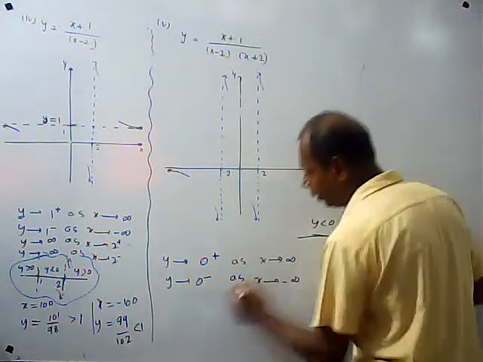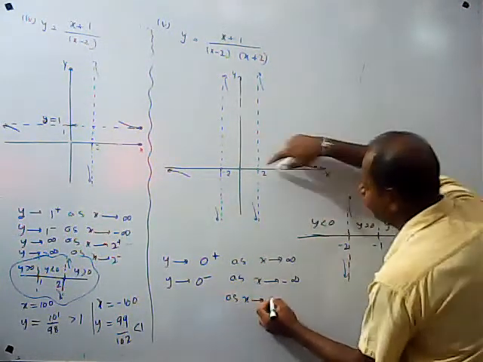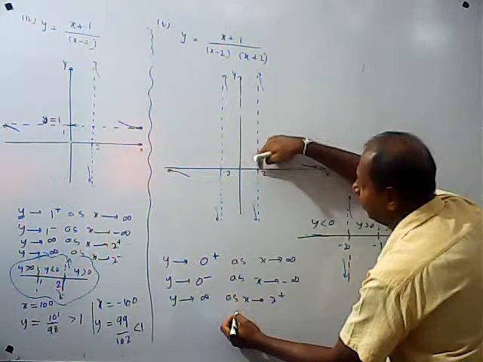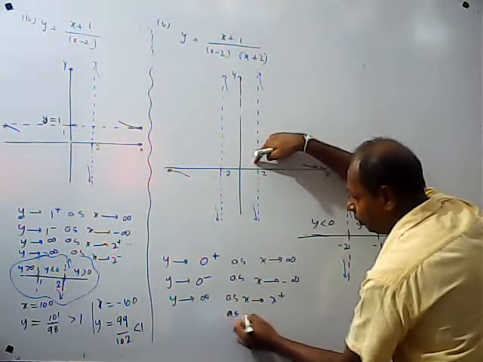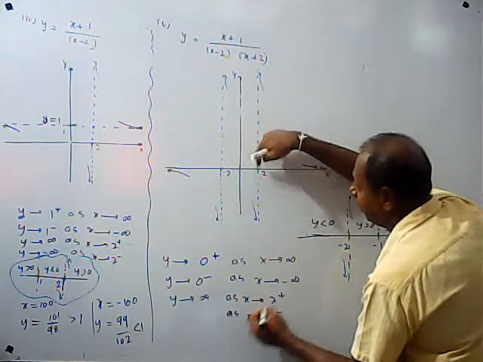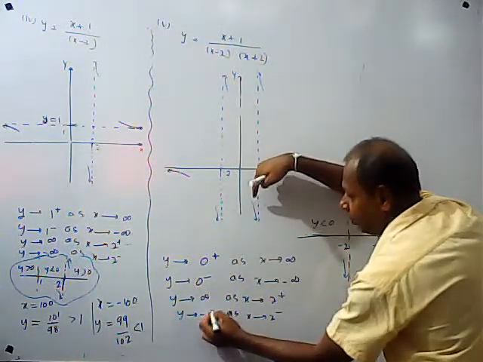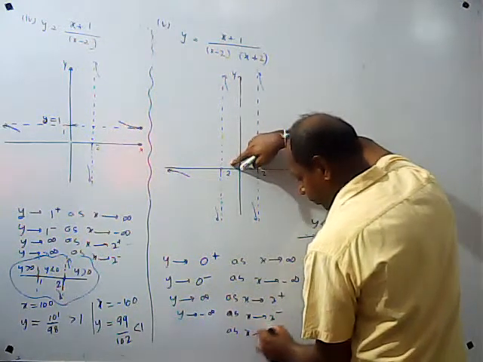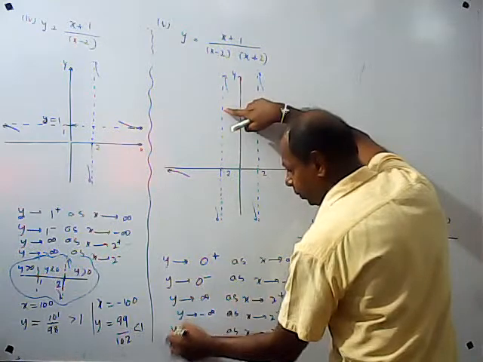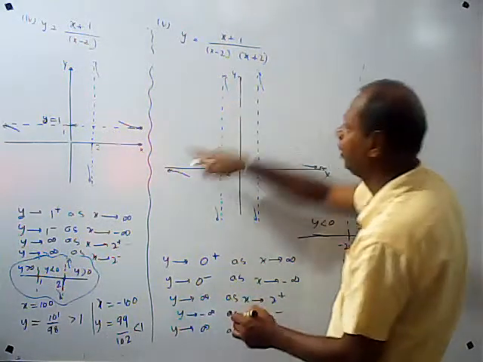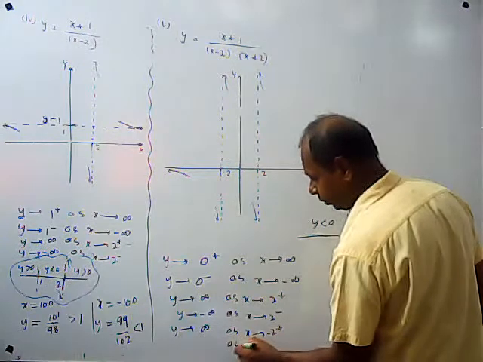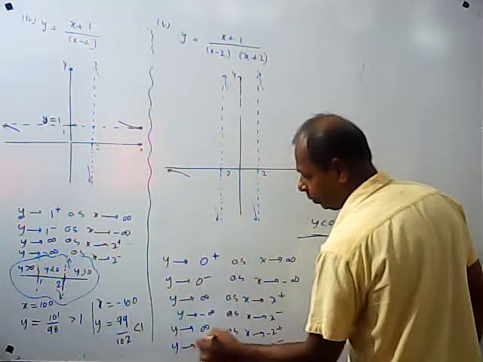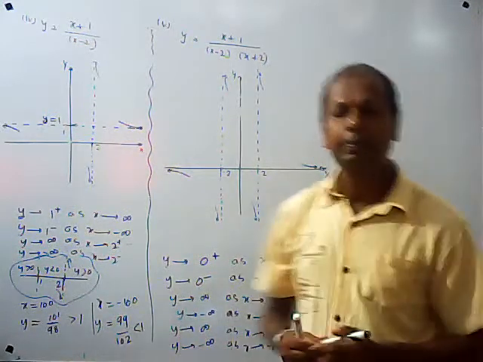To get closer to 2 from the right side, y will go to positive infinity. To get closer to 2 from the negative side, y will go to negative infinity. To get closer to minus 2 from the positive side, y will go to positive infinity, right? To get closer to minus 2 from the negative side, y will go to negative infinity. So that's the complete answer.